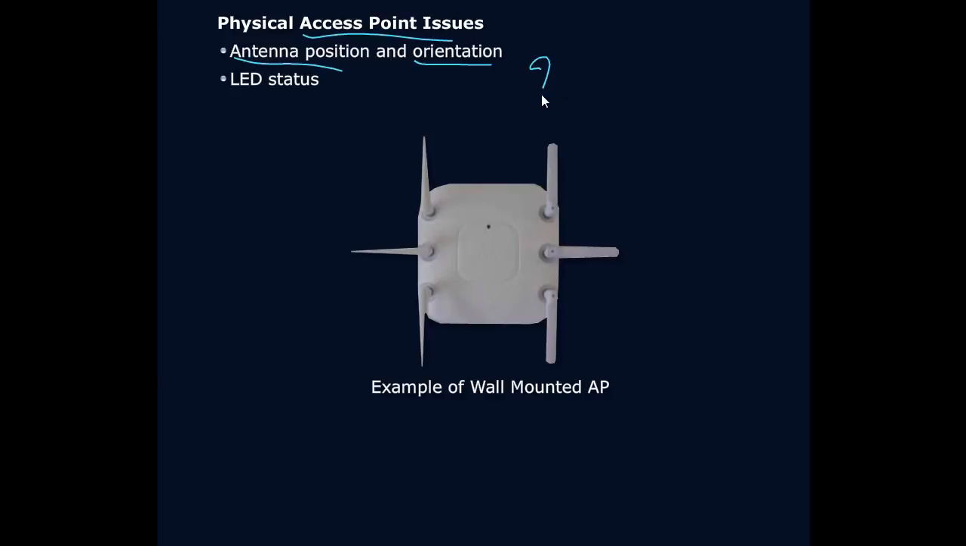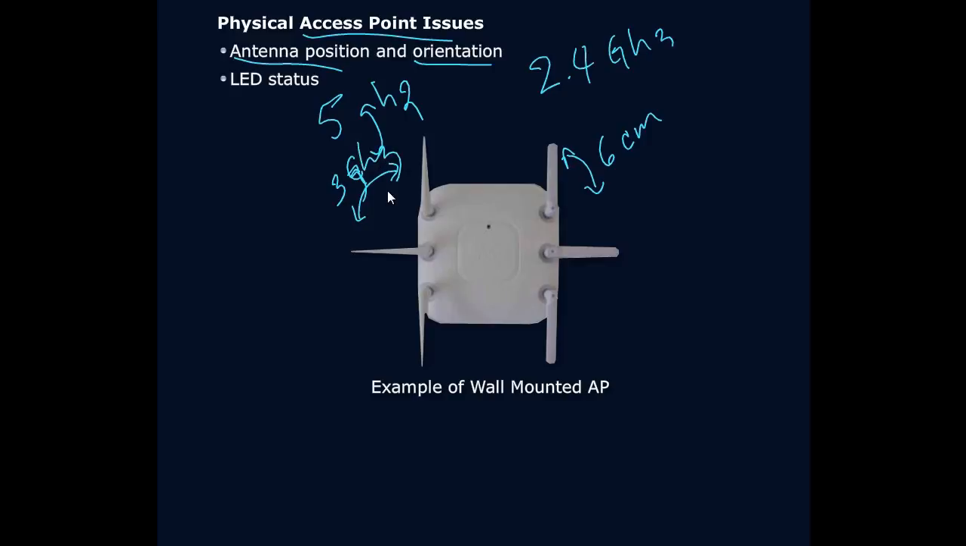Now, in the 2.4 gigahertz range, you want to space these antennas so they are a certain distance apart, about 6 centimeters or so. In the 5 gigahertz range, you want to make them about 3 centimeters apart. I think the actual number is about 2.8, but I always remember it as 3. This allows the optimal coverage.